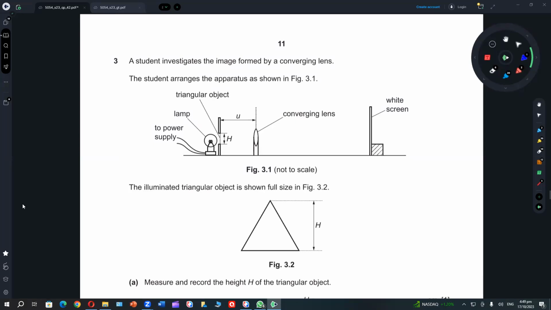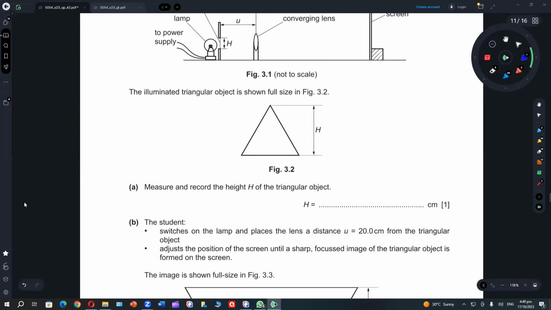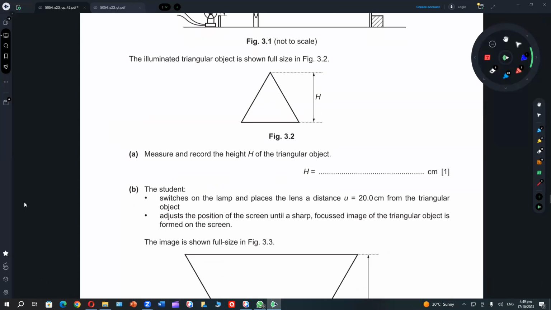A student investigates the image formed by a converging lens. The student arranges the apparatus as shown. The illuminated triangular object is shown full size in figure 3.2. The lens, there is a screen, and the distance u. Measure and record the height of the triangular object. So you put the ruler. 2.5.